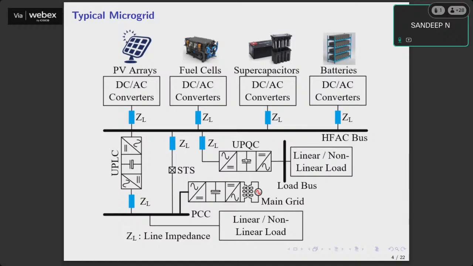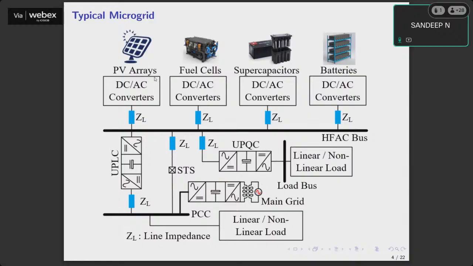Then we have the power quality controller if we need it, and then we have the PCC. Then we might have a main grid and a local bus. Basically, all of these sources and the loads need to be synchronized, and they should go hand in hand. Only then will we be able to maintain the stability of the grid.